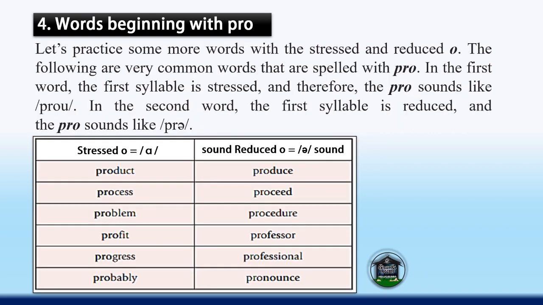Words beginning with PRO. Let's practice some more words with the stressed and reduced O. The following are very common words that are spelled with PRO. In the first word, the first syllable is stressed, and therefore the PRO sounds like pro. And in the second word, the first syllable is reduced, and the PRO sounds like pr. Listen and repeat.